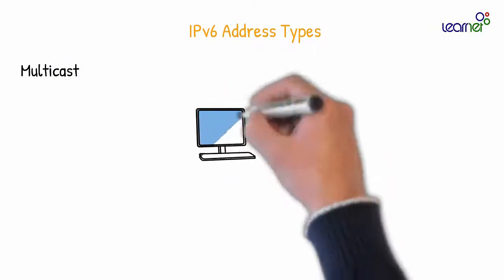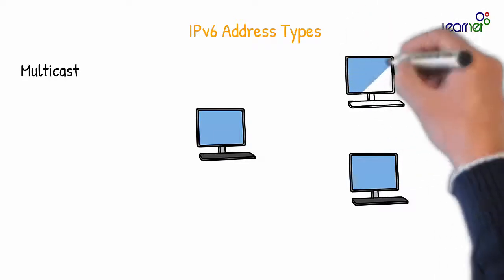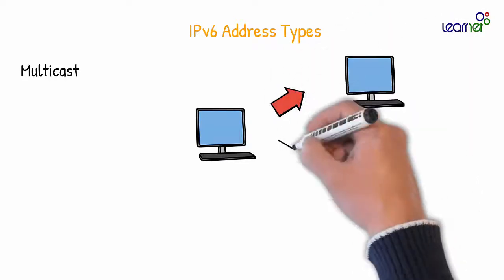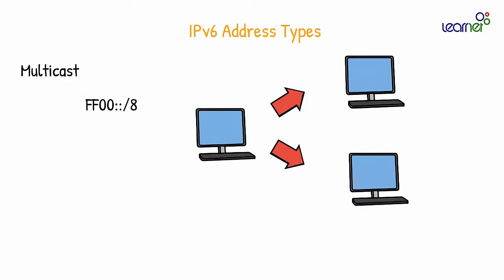Just like IP version 4, we use multicast addresses to send a message to multiple hosts at the same time. And the range of multicast addresses in IP version 6 is FF00::/8. We don't have broadcast addresses in IP version 6. And in some circumstances, we can use multicast addresses instead of broadcast addresses for some purposes.